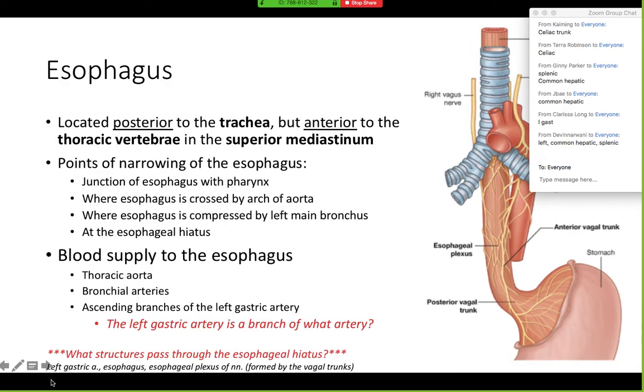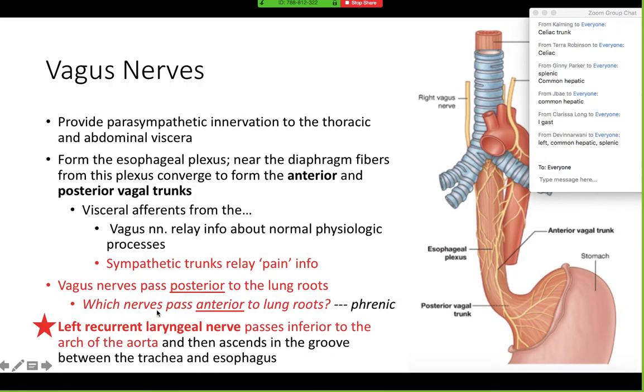Okay, we talked about what passes through the hiatuses. All right, we've talked about the fact that the vagus nerves pass posterior to the lung roots, and then the phrenic nerve passes anterior to the lung roots, and then this left recurrent laryngeal nerve passes inferior to the arch of the aorta. So don't forget about that when they tag it.